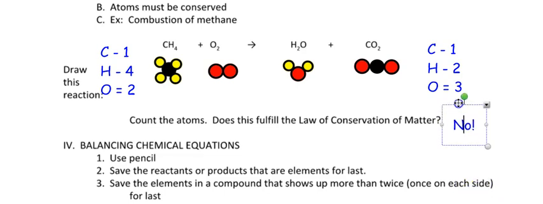Okay, here it comes. All right, no, it does not. So what do we need to do? We need to change it. Well, let's take a look. We have one carbon on both sides, so let's not worry too much about that. Look, we have 4 hydrogens here and only 2 hydrogens here.